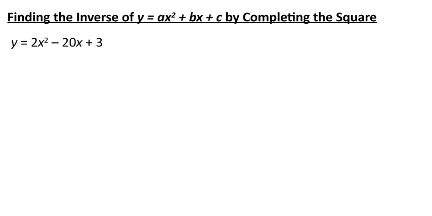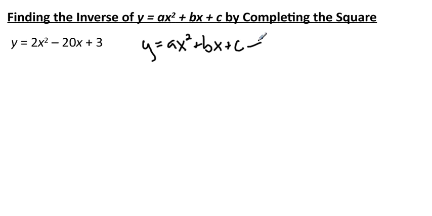In this video, we're going to look at finding the inverse of an equation in the form y equals ax squared plus bx plus c by completing the square. So we're starting out with this equation here, y equals 2x squared minus 20x plus 3. This equation is in the form y equals ax squared plus bx plus c.